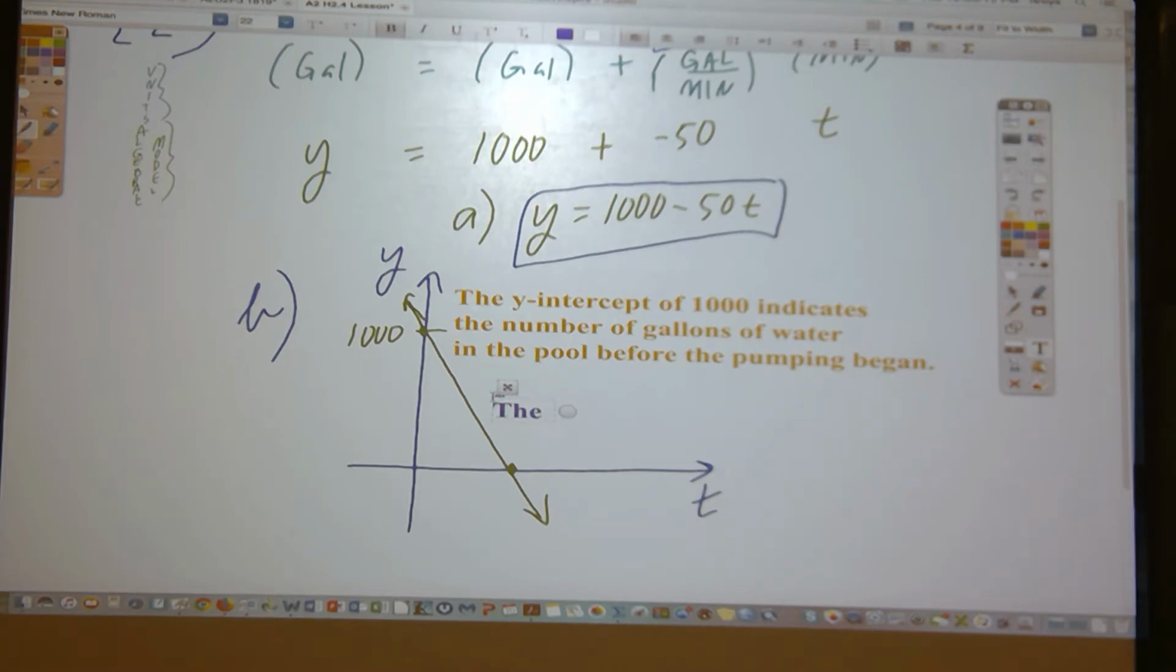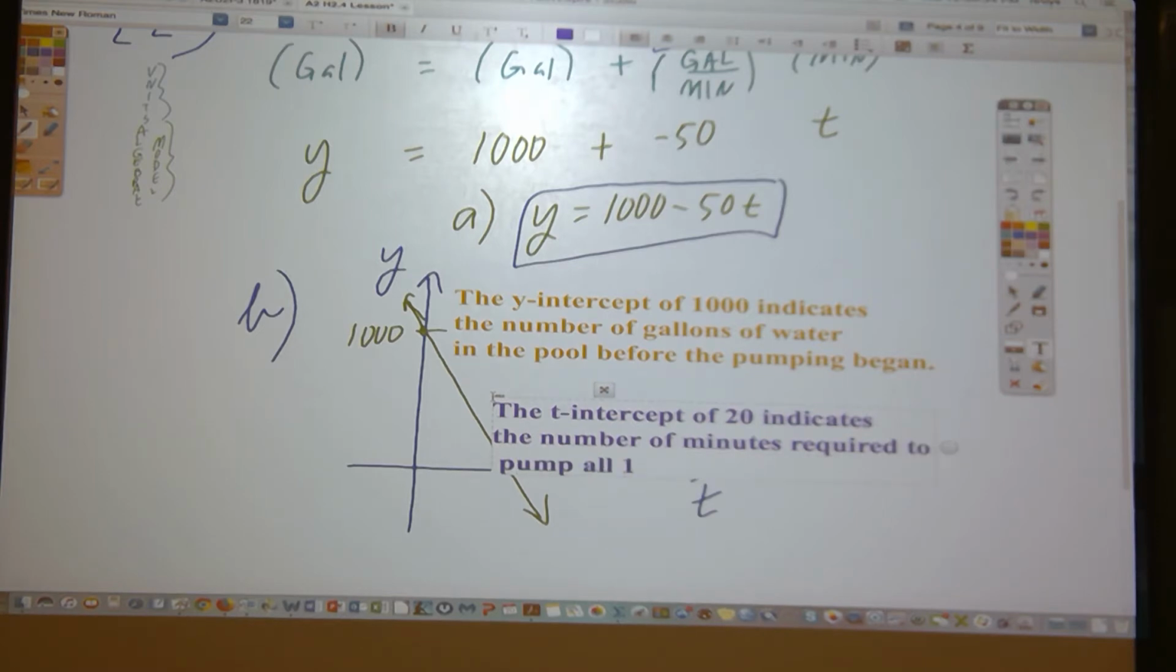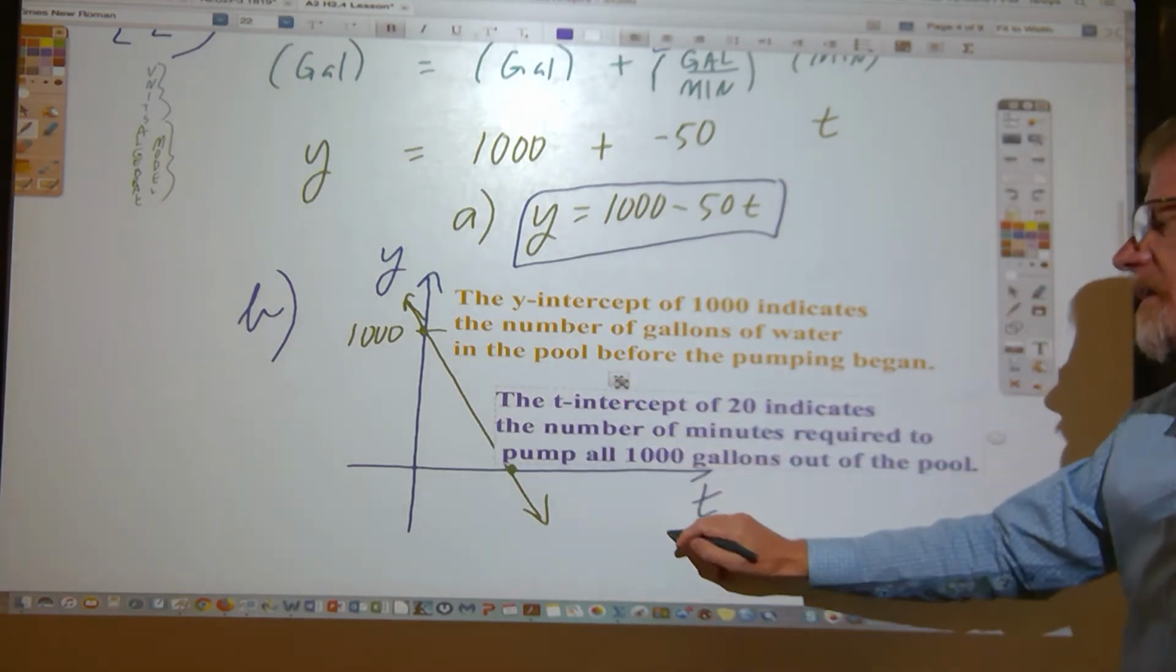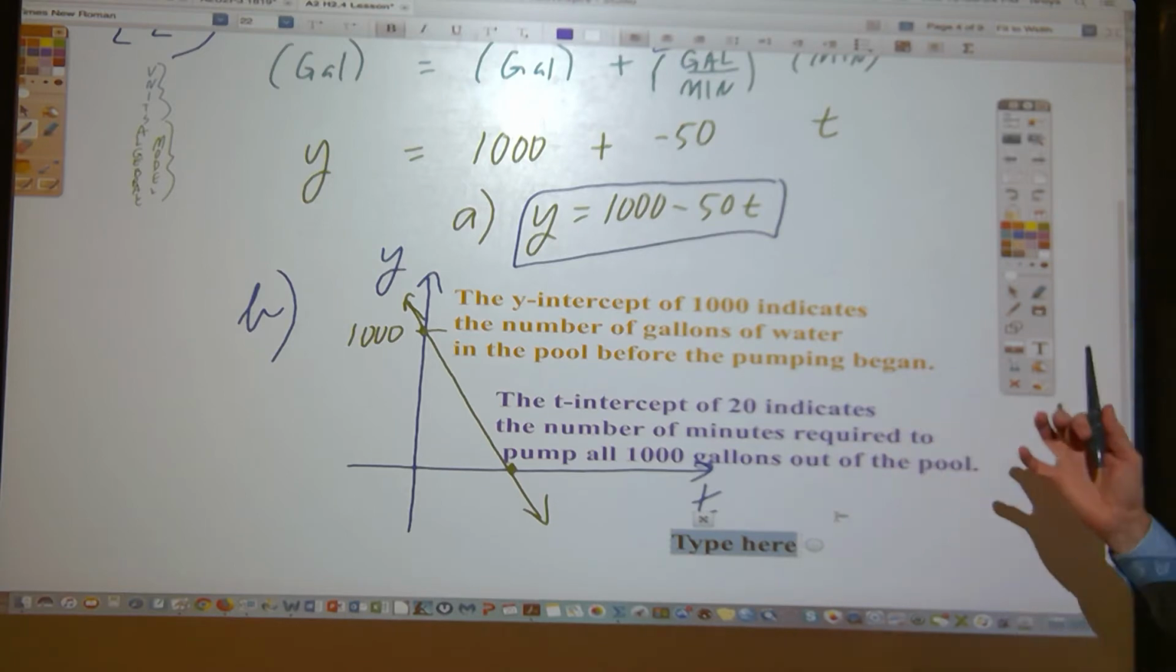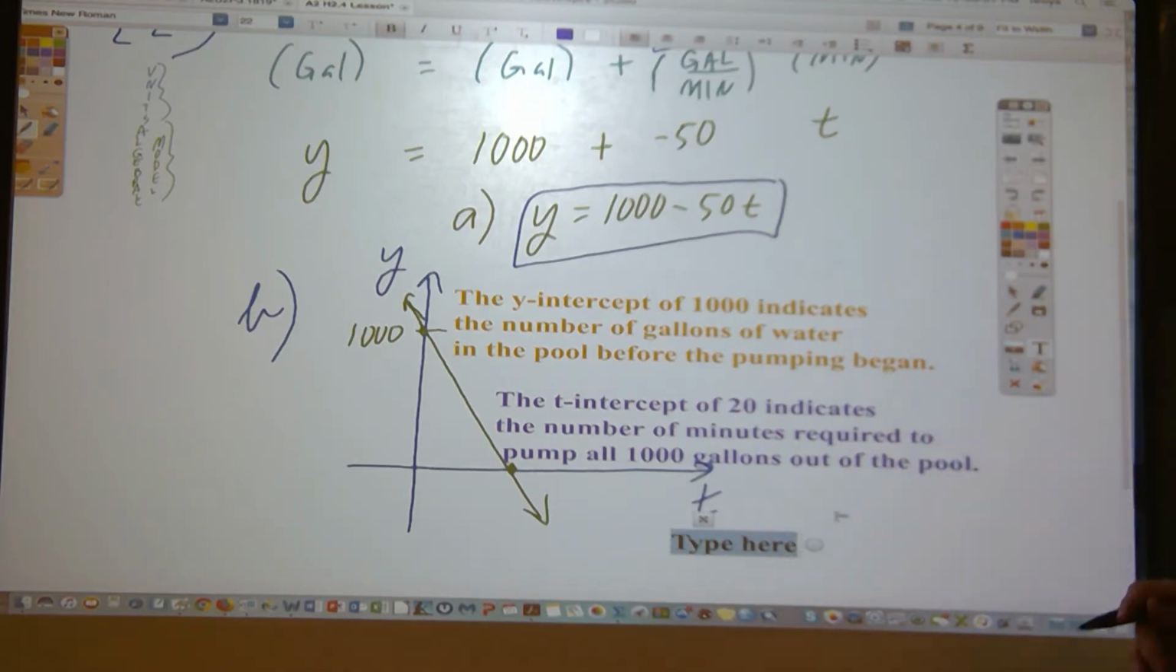So here's a good interpretation of the t-intercept of the graph. I'm going to write it like this. The t-intercept of 20 indicates the number of minutes required to pump all 1,000 gallons out of the pool. So instead of the number of days it takes to give away all 60 pairs of tickets, this time the t-intercept represents a similar idea. The t-intercept of 20 indicates the number of minutes required to pump all 1,000 gallons out of the pool.